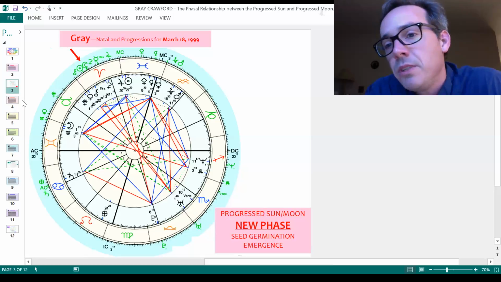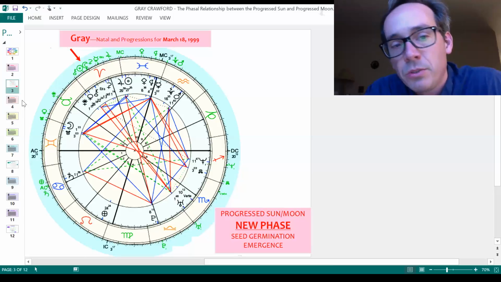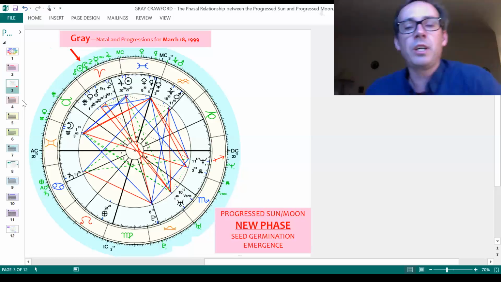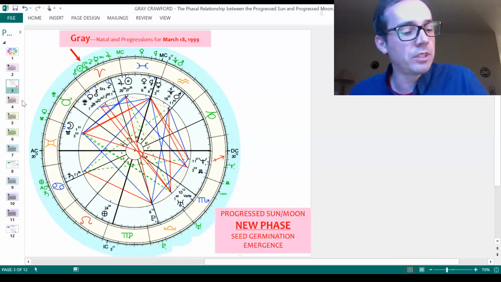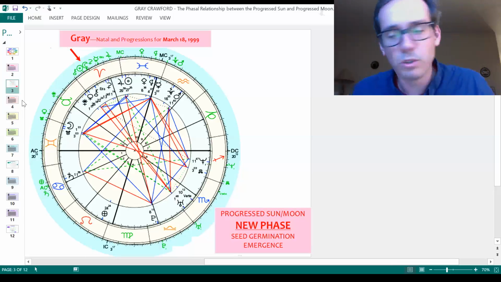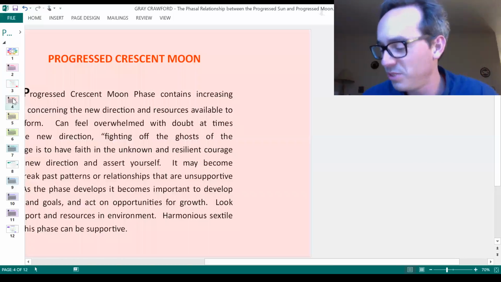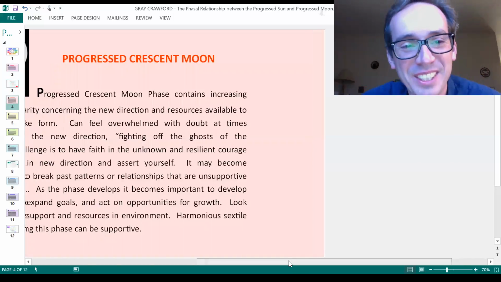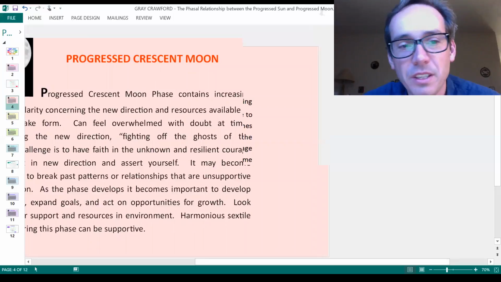You can also even just make a chart of the progressed new moon, which we're not going to show right here, and you could also interpret that. So what I was going to do is give you a few quick examples here, hopefully quick, of how this works out for me.